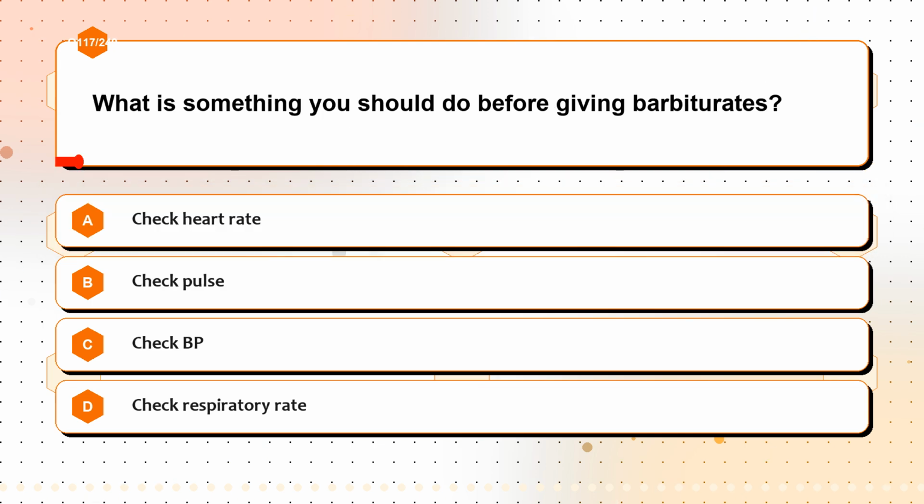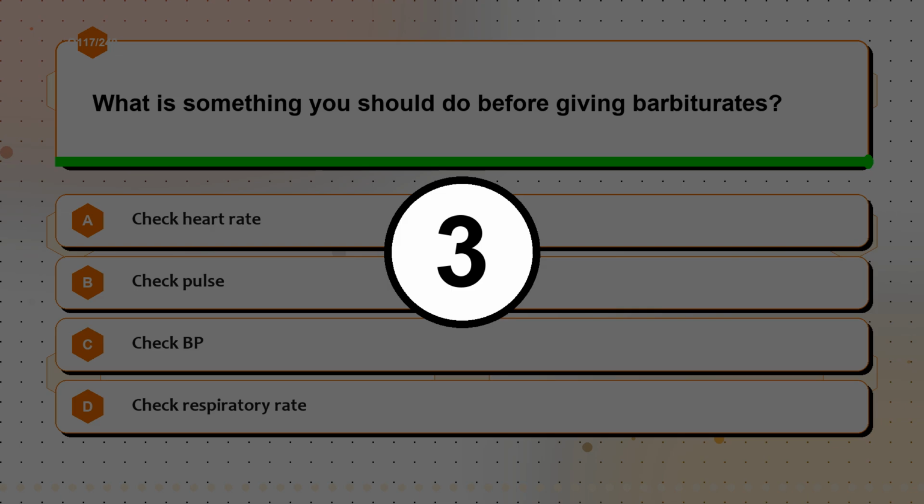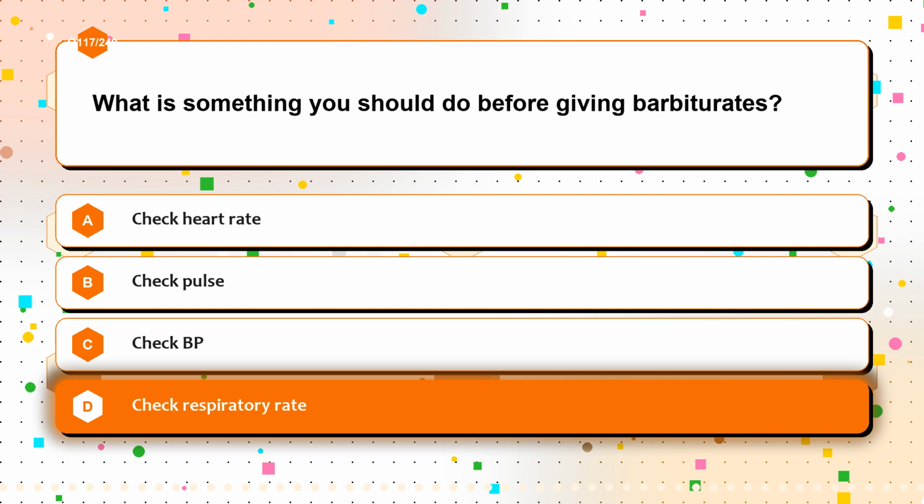Question 117. What is something you should do before giving barbiturates? Here are the options. Option A, check heart rate. Option B, check pulse. Option C, check BP. Option D, check respiratory rate. The correct answer is option D, check respiratory rate.